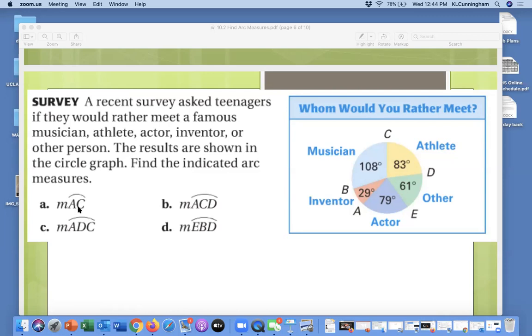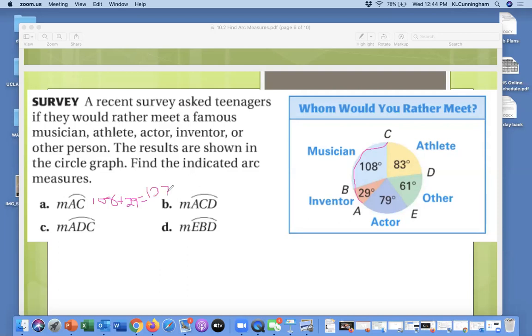So they want the measurement of arc AC. Two letters, so that tells me it's minor. So that would be A to C. Remember, go the short route. Don't go the long way, that would make it major. So that would be 108 plus 29. And yes, I'm going to be using my calculator because you guys have seen me do mental math and it can get scary. So let me calculate this. 108 plus 29, that gives me 137.